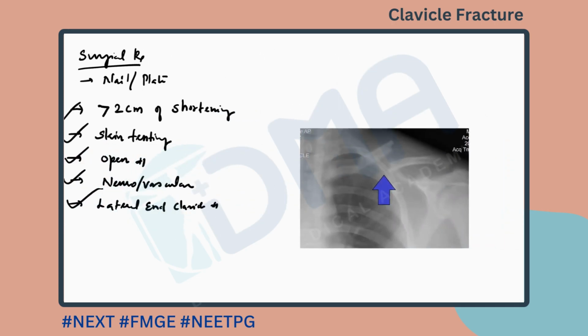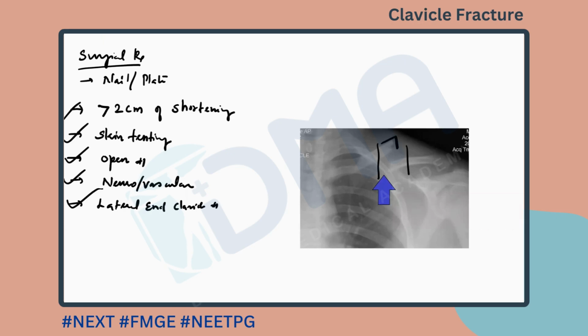So this X-ray shows the fracture clavicle in the middle third. You can see the fracture ends which are displaced so much, and usually when there is so much displacement, this will cause tenting of the skin, and because of the skin tenting, you treat it surgically.